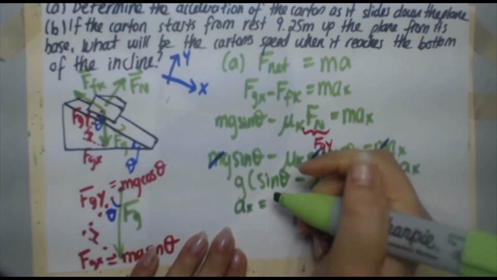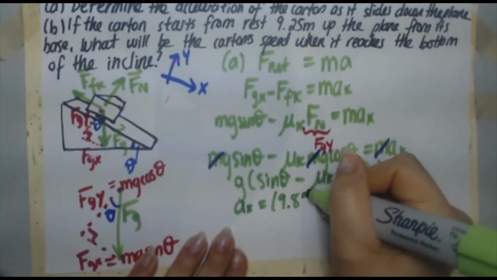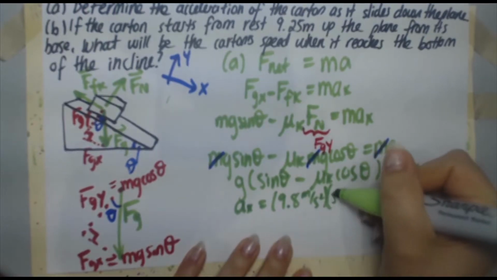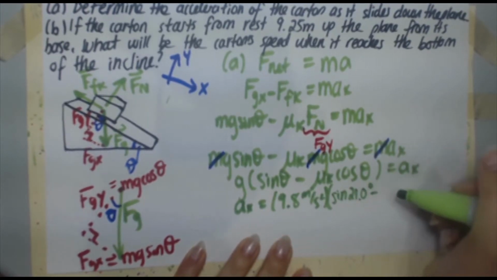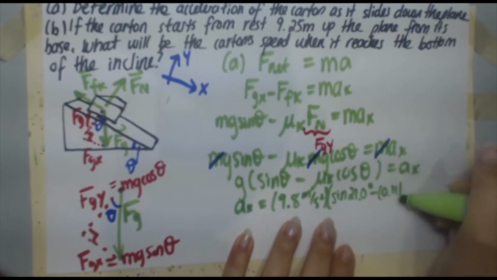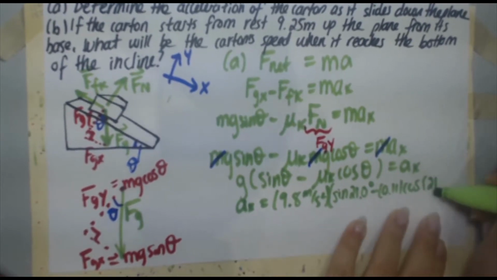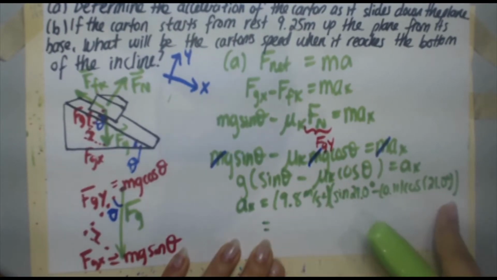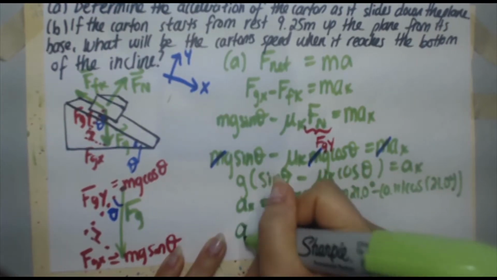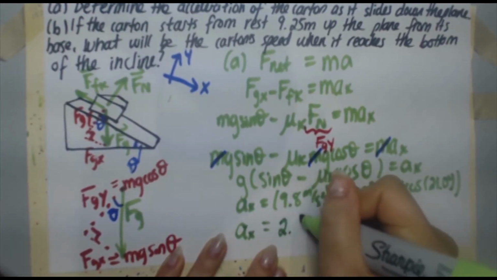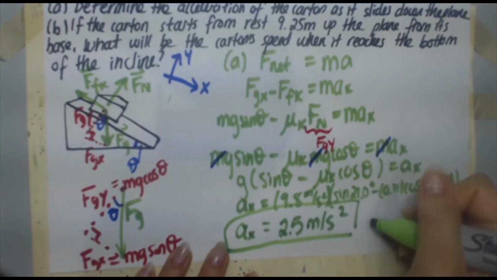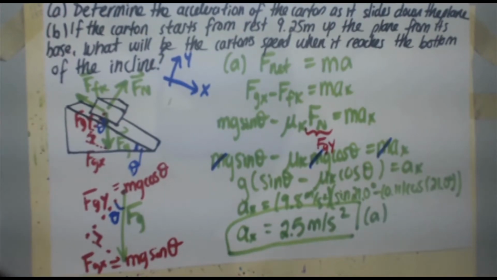So ax is equal to g, which is 9.8 meters per second squared, open bracket, sine theta. The angle's 21 degrees. Sine 21 degrees minus mu k, 0.11, times cosine of 21 degrees, and close bracket again. When you enter this entire expression into your calculator, you are going to get ax equals 2.5 meters per second squared. And that indeed solves part A: determine the acceleration of the carton as it slides down the plane. So there you go.